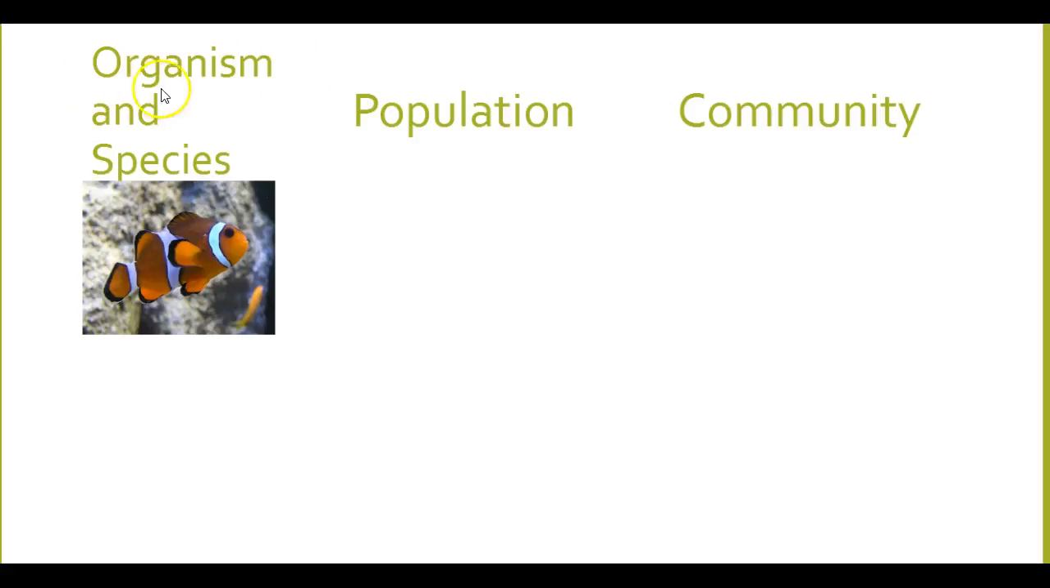We also call any living thing an organism. So it could be a tree, oh, that's an organism. It could be an ant, that's an organism. So that's a pretty generic term. So we say organisms live in ecosystems.